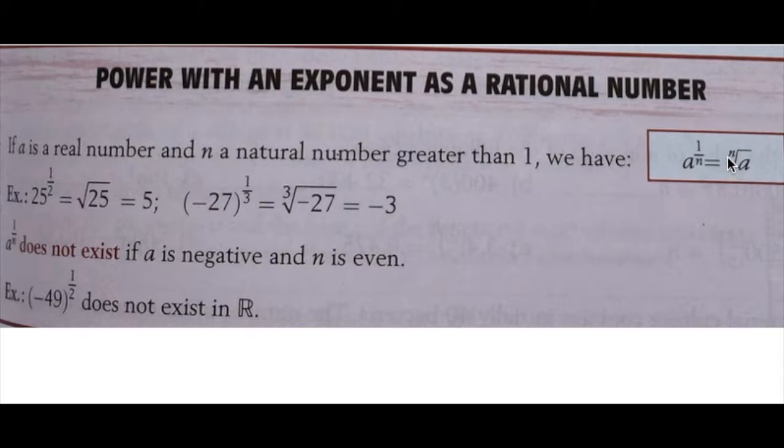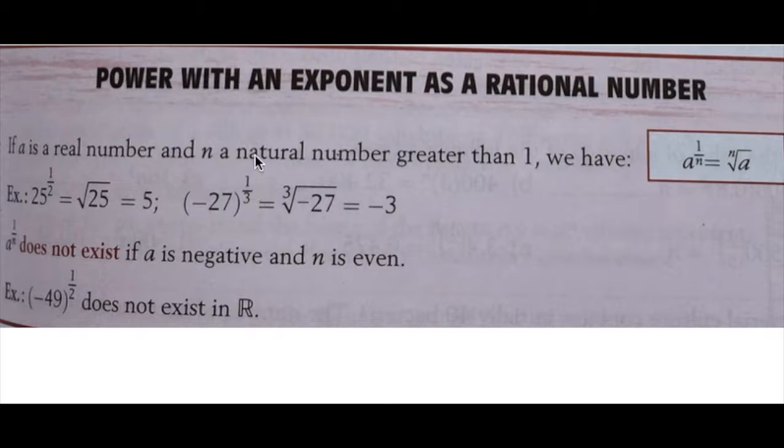So if you ever see a square root, the square root of a number is the same as that number to the 1/2. The cube root of a number is that number to the 1/3. The fourth root is that number to the 1/4. That's what we mean. So for example, 25 to the 1/2 is the square root of 25, which is 5, right?